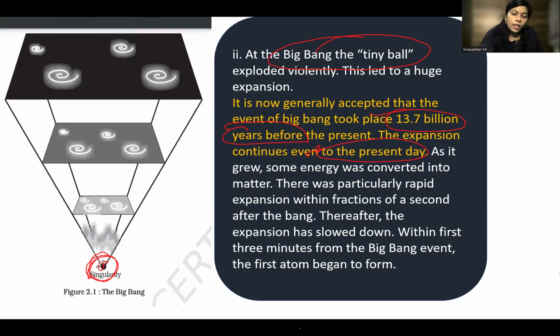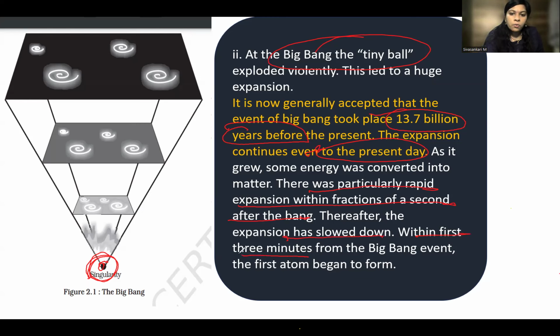When the explosion took place, the atom released energy, and this energy was converted into matter. We all are made of energy plus matter only. Everything is made of energy plus matter. There was particularly rapid expansion within a fraction of a second after the bang. Then after that, it slowed down. Thereafter the expansion has slowed down.